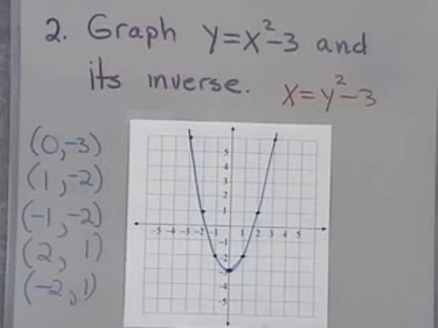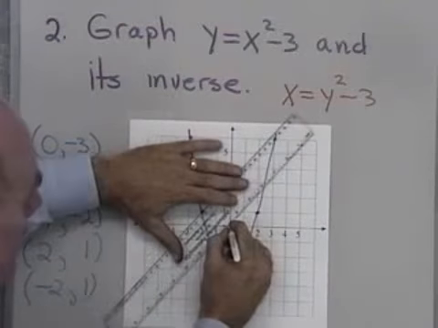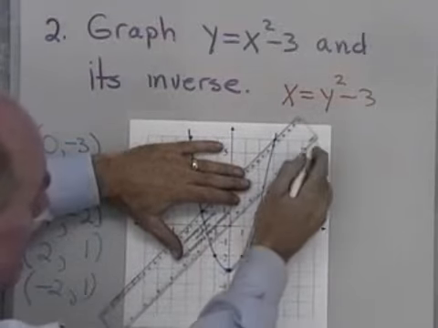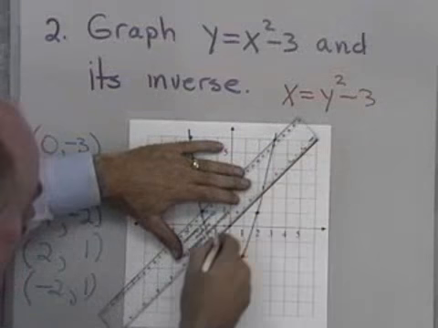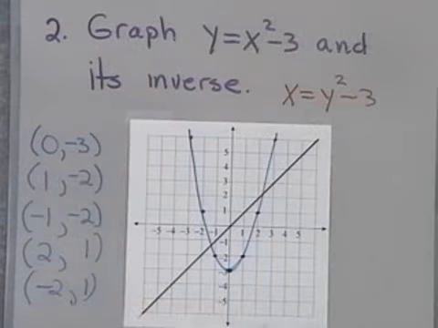What I can do is take the line y equals x and reflect my first graph about this line, and I'll have the graph of the inverse. Okay, so let's do that. Here's the line y equals x. So I draw on that line y equals x, and now I'm going to reflect my blue graph about this line.